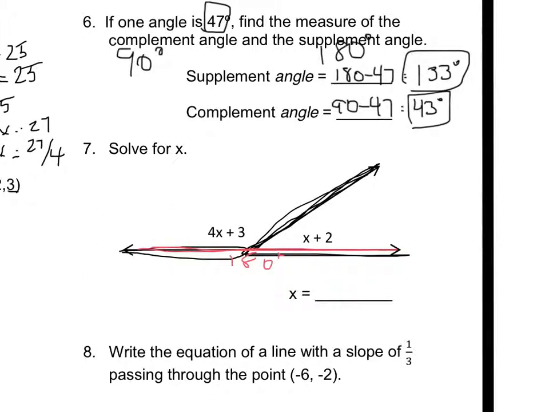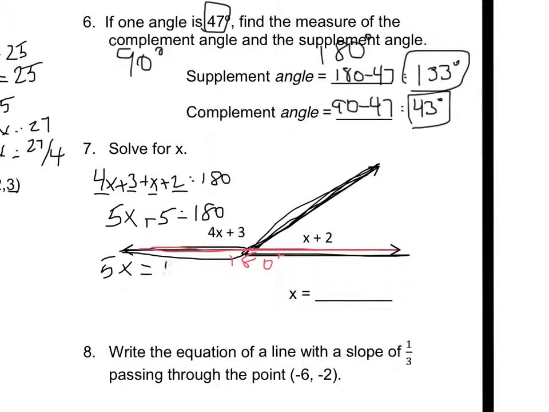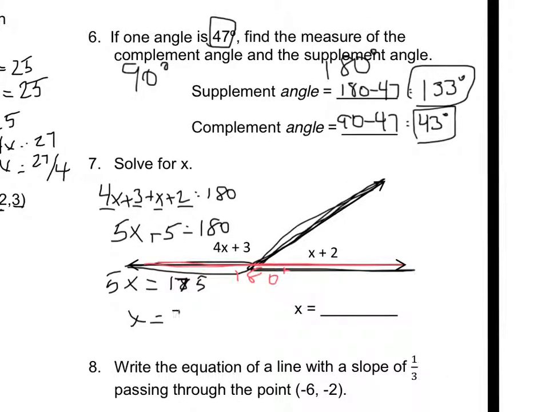So what I can do is I can add them up and set them equal to 180. And then I just combine like terms. So I get 5x plus 5 equals 180. Subtract 5 from both sides and I get 180. Or sorry, yeah, subtract 5 so I get 175. Divide by 5. Well, if I divide both sides by 5, I'm going to get 35. So x equals 35.